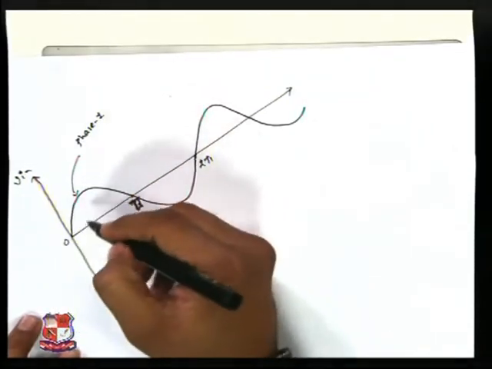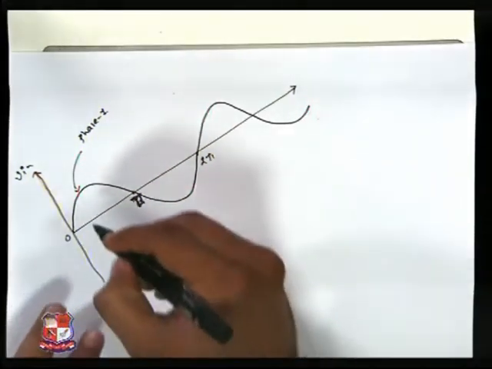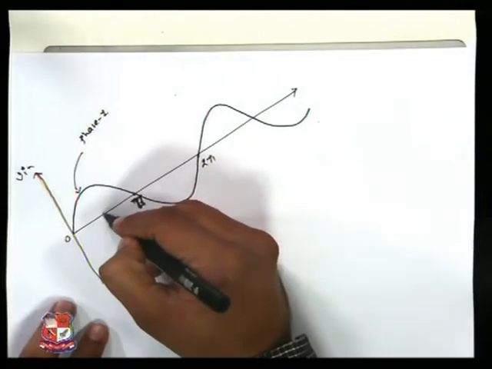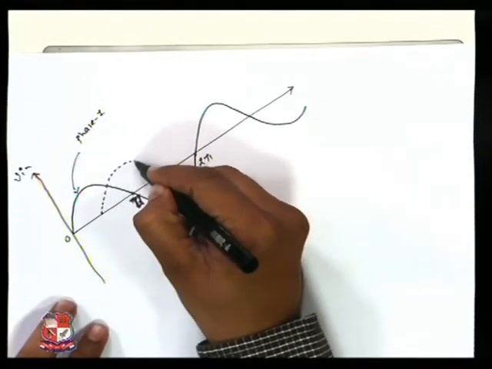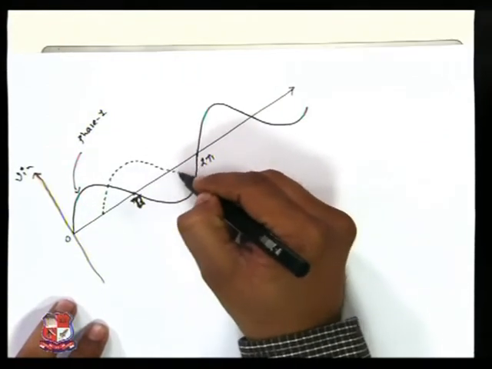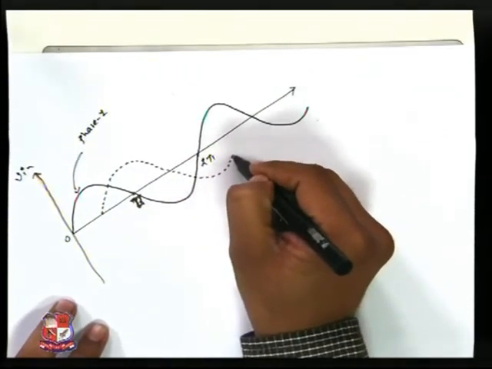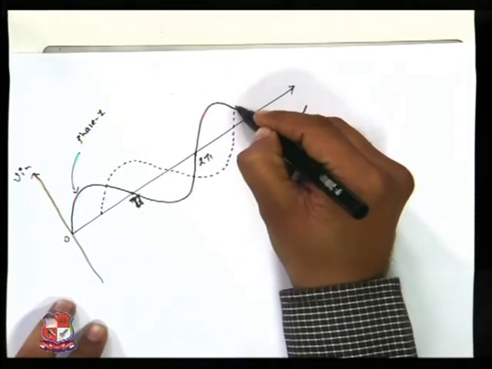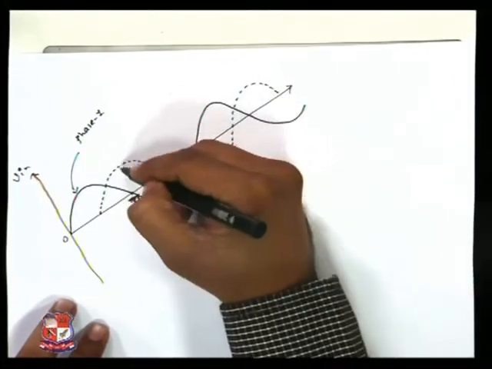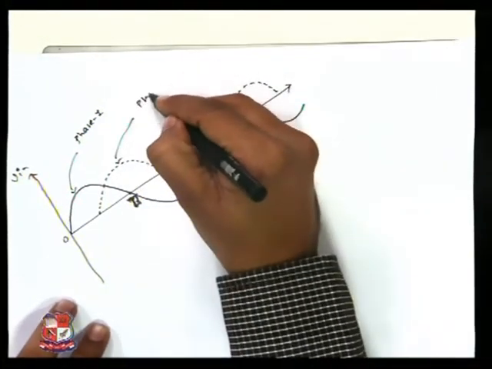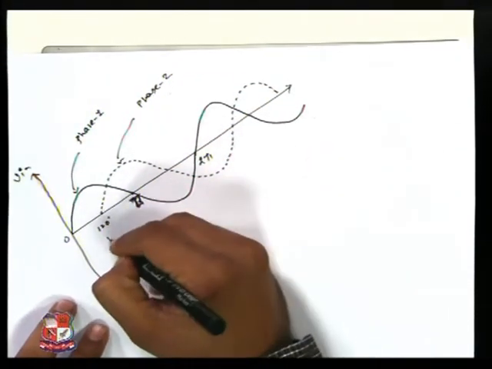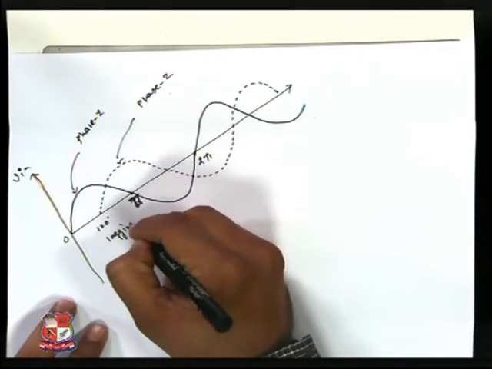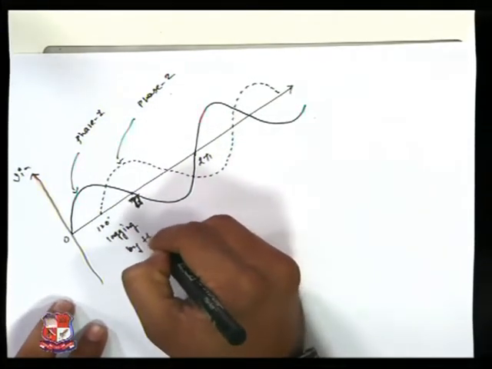Now the second phase is 120 degrees lagging. It starts from here, so it is lagging across both the positive as well as the negative half cycle. This is my phase 2 according to that figure. This is 120 degrees lagging by phase 1.